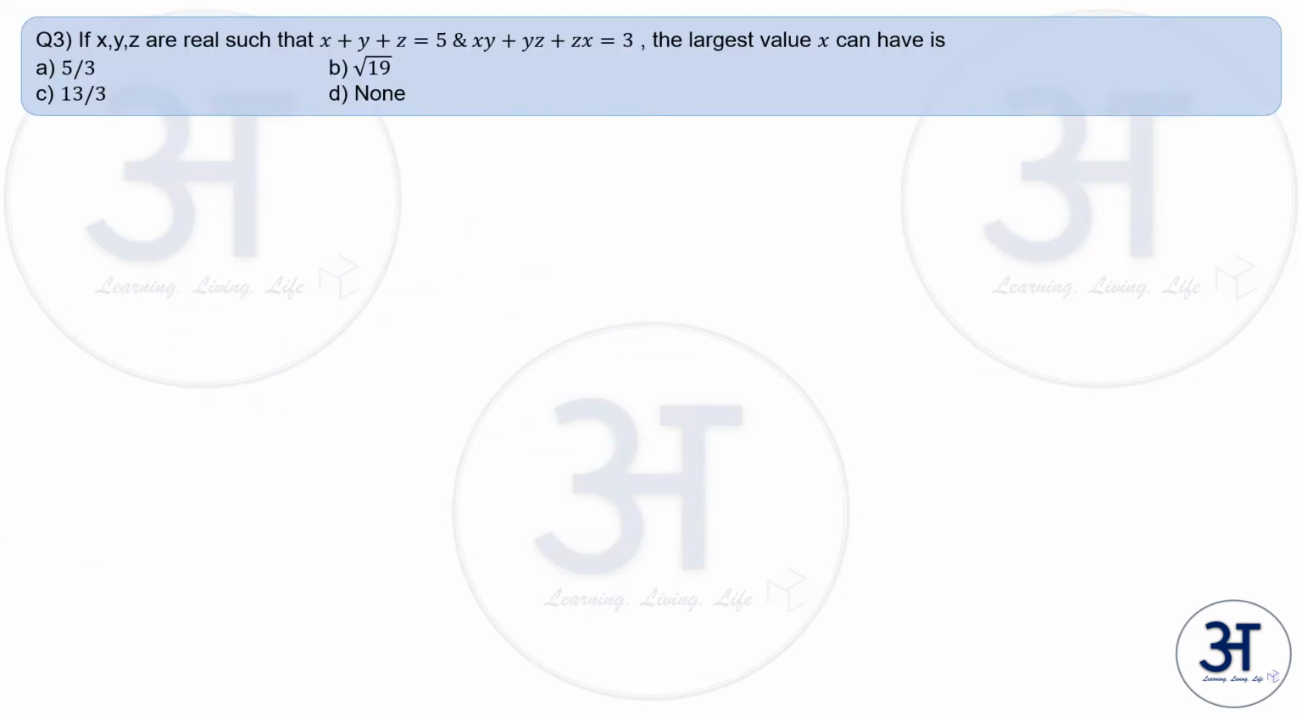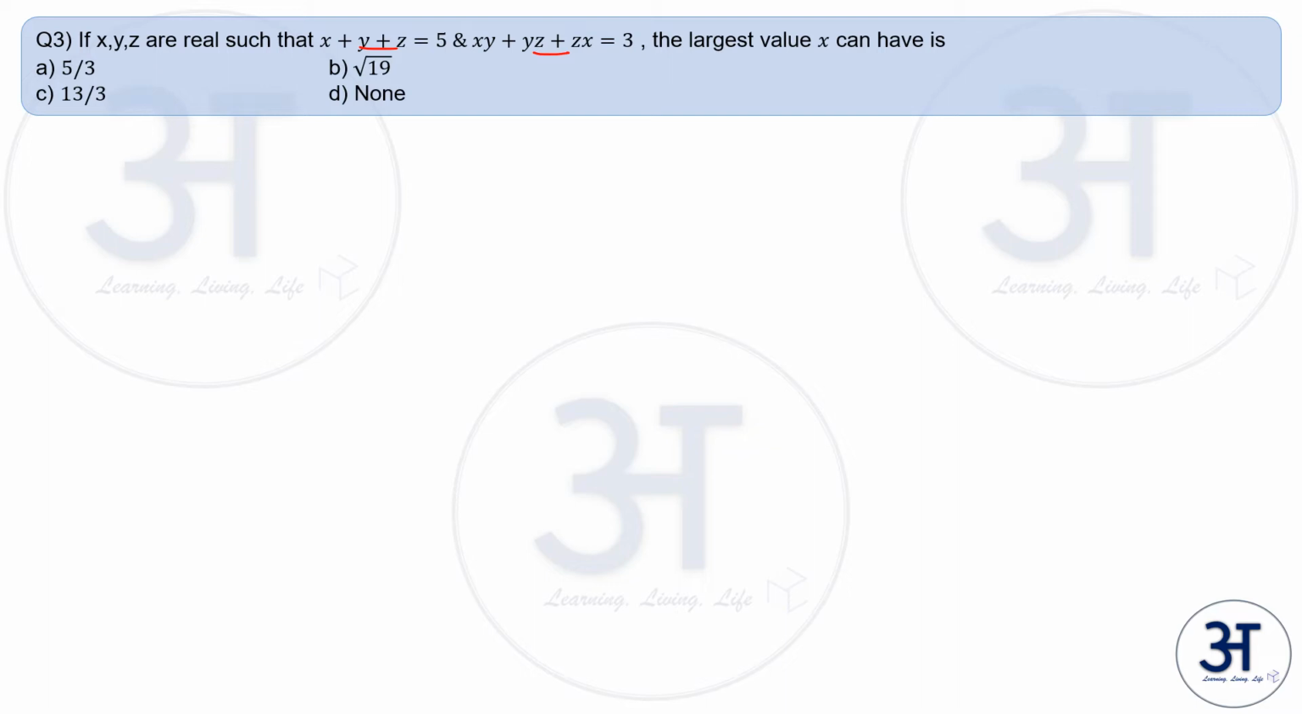Question 3 says if x, y, z are real such that x plus y plus z is 5 and xy plus yz plus zx equal to 3, then the largest value that x can have is what? So if you see in the question, we have two equations and three unknowns x, y and z.